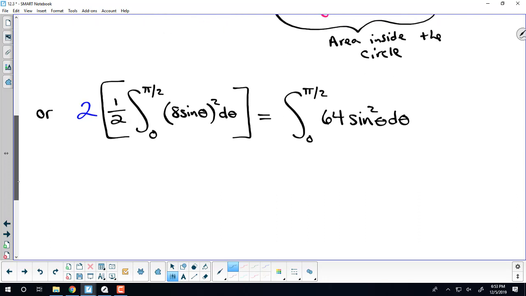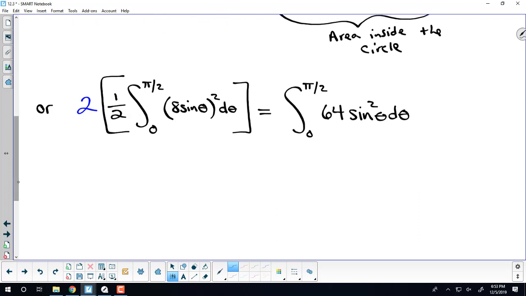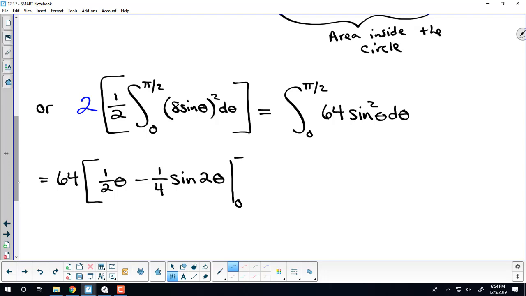So then, sine squared is something that we've integrated so often. So we have 1/2 as the antiderivative of sine squared, 1/2 theta minus 1/4 sine of 2 theta, from 0 to pi over 2.